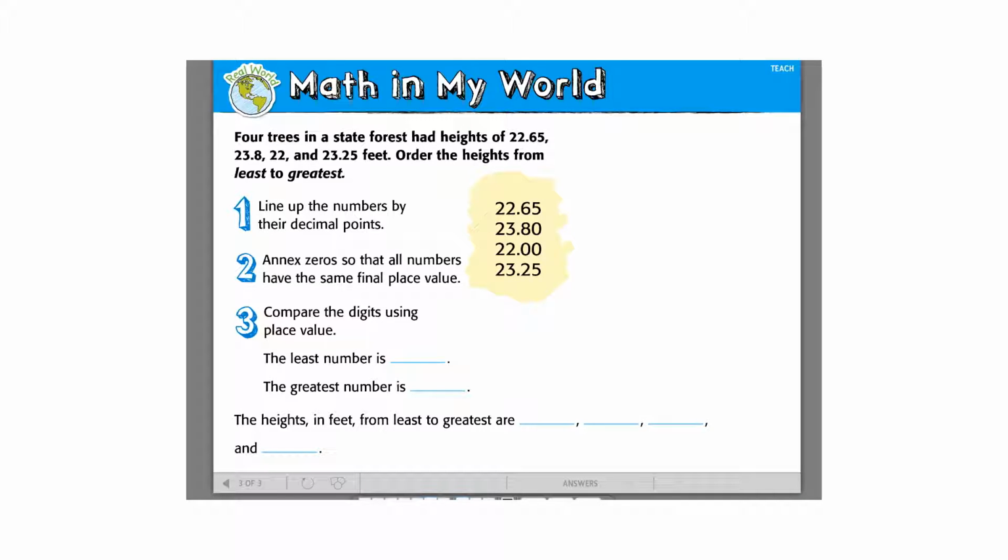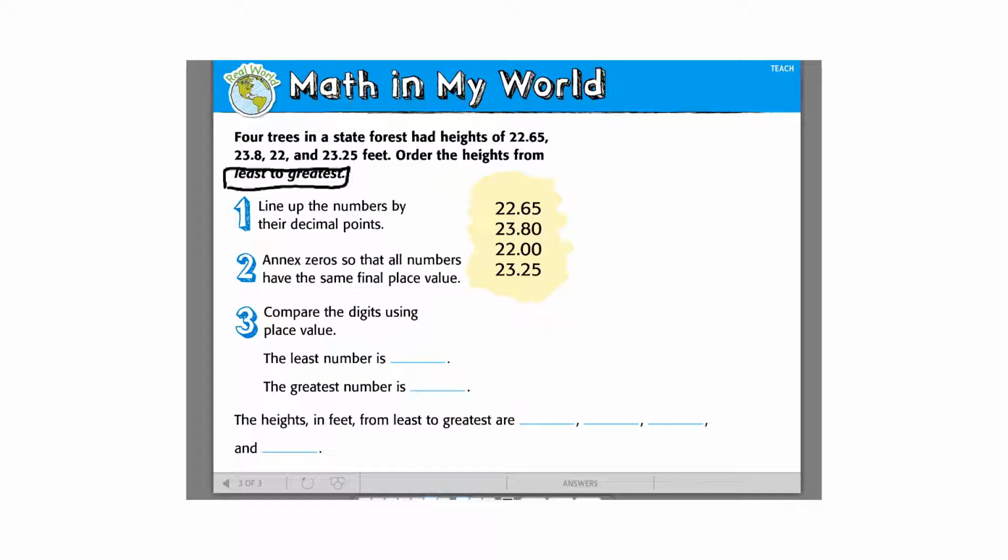This one says that 4 trees in a forest had heights of 22 and 65/100, 23 and 8/10, 22, and 23 and 25/100. Order the heights from least to greatest. So this time we're doing the opposite way, least to greatest. That's what I'm talking about, that sometimes they can trick you by changing up what they're asking you to do each time, so you really have to pay close attention.